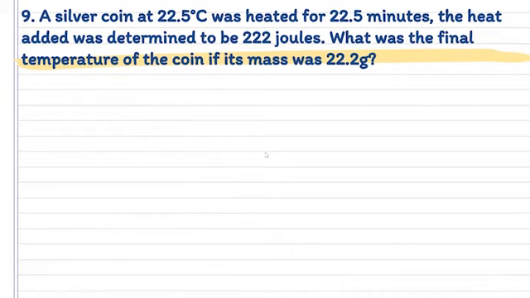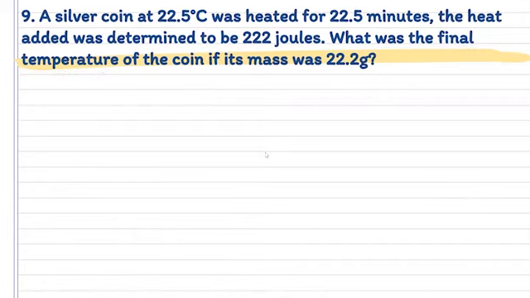Number 9 asks, a silver coin at 22.5 degrees Celsius was heated for 22.5 minutes. The heat added was determined to be 222 joules. What was the final temperature of the coin if its mass was 22.2 grams? So let's look at what info we were given. We were told that it was heated at 22.5 degrees Celsius. So that's going to be my initial temperature. We were told that the heat added was 222 joules. So that's going to be heat. We are told that the mass of the coin was 22.2 grams. And we need to find our final temperature.